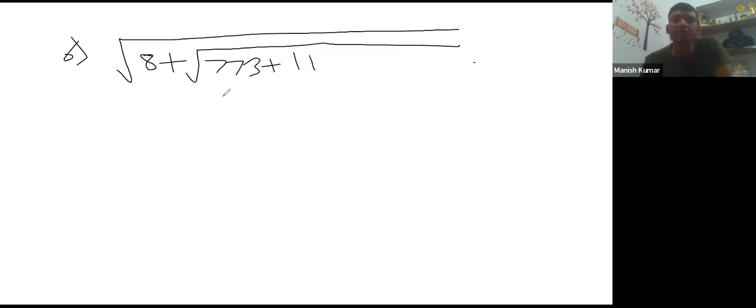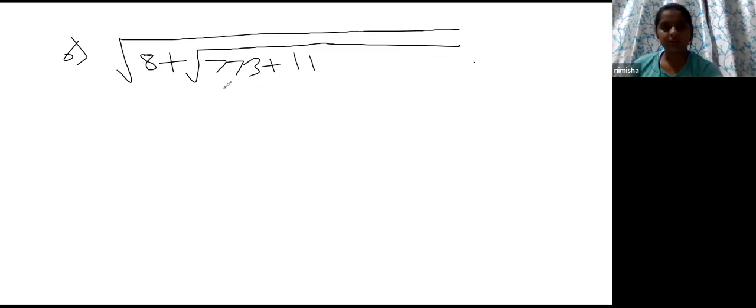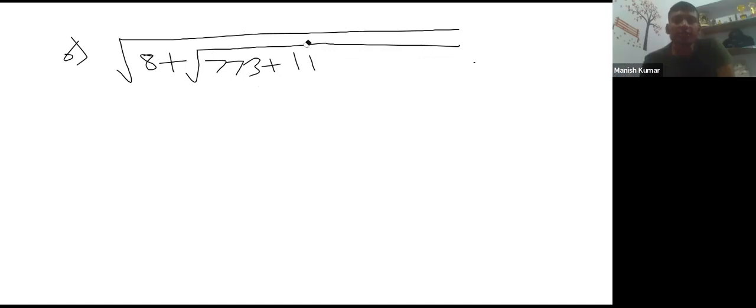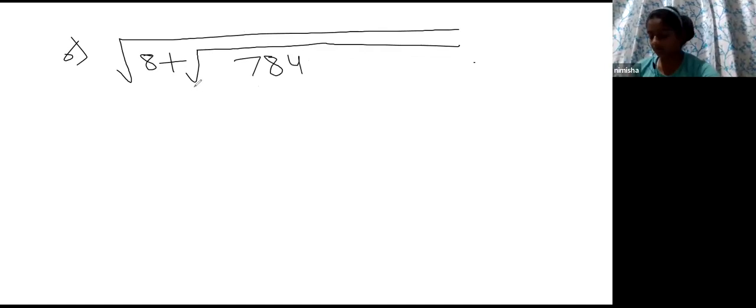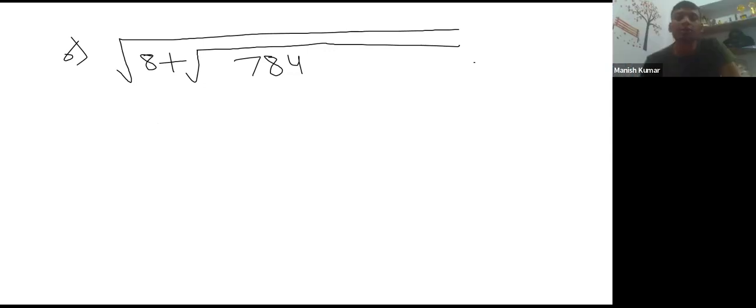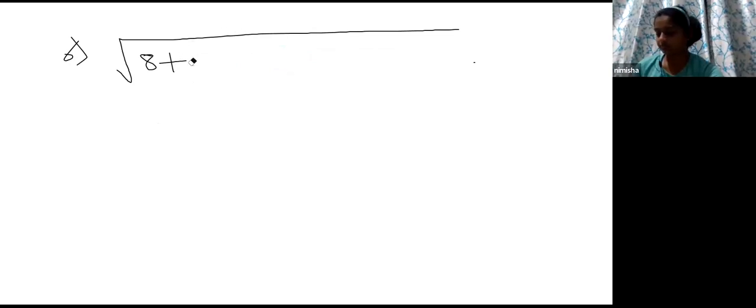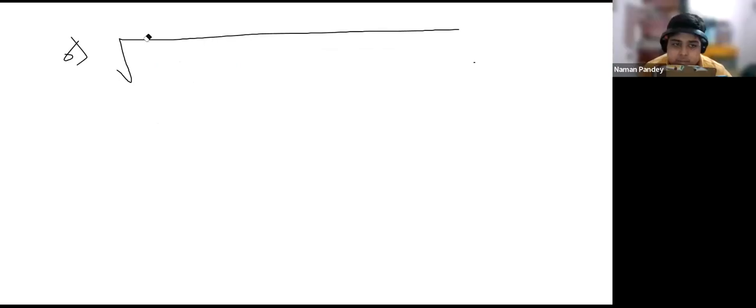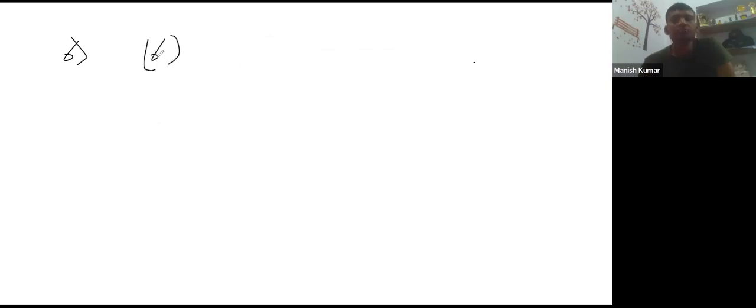Now 11 plus 773 means 784. Okay. So let us write 784 here. Now can you find the square root of this 784? Yes, sir. What will be the value? So 28. Okay, good. So 28 plus 8 is how much? 36. And root under 36 is how much? 6. Is this option not given? Yes, sir. Understood? Yes.